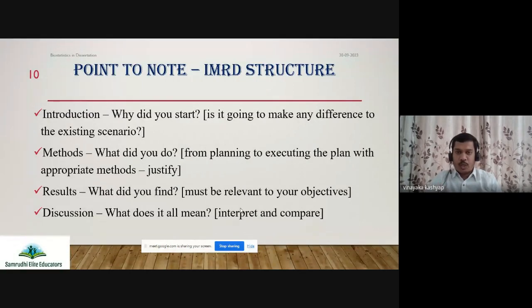So if you want to do a study on the prevalence of diabetes, why are you doing this study? Is it going to make any difference? Is it going to alter anything? So what is the purpose of your study is what you're supposed to write in the introduction.